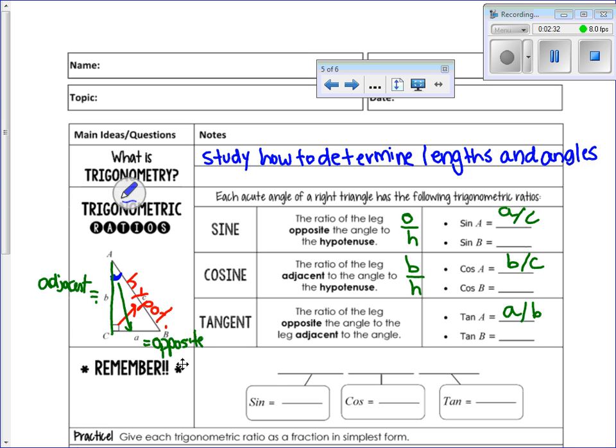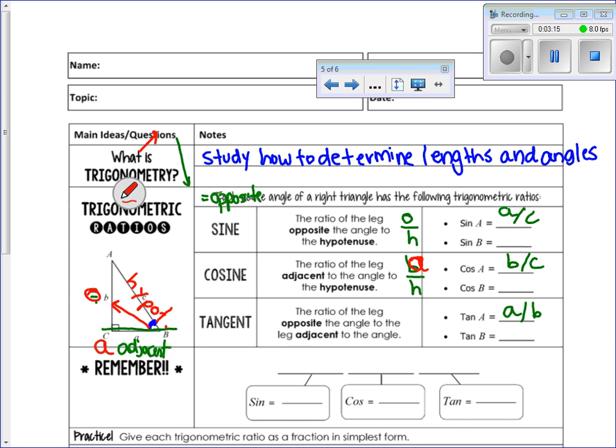Now, what about the cosine? So now, we're going to change some things here. The hypotenuse stays the same. However, what doesn't stay the same is we're looking at angle B now. So I'm going to put my little arc mark down here. And if I look, the side adjacent to angle B is right down here. The side that's opposite angle B is b. This is opposite. This is adjacent.